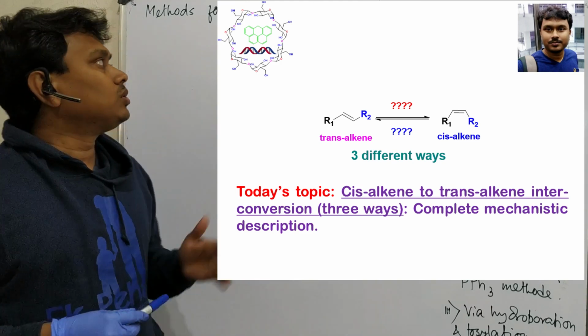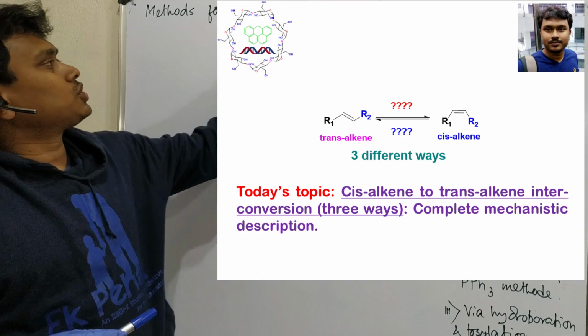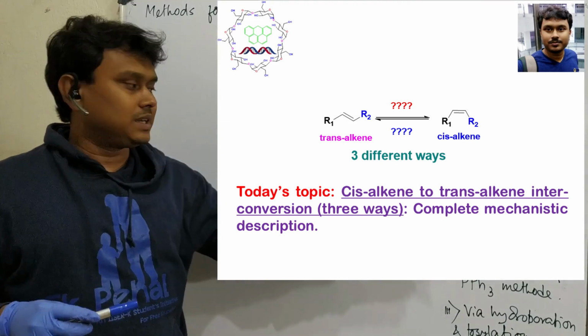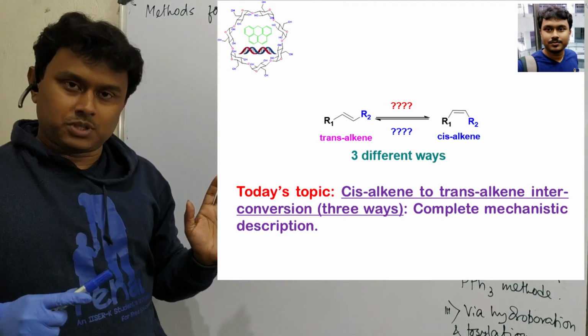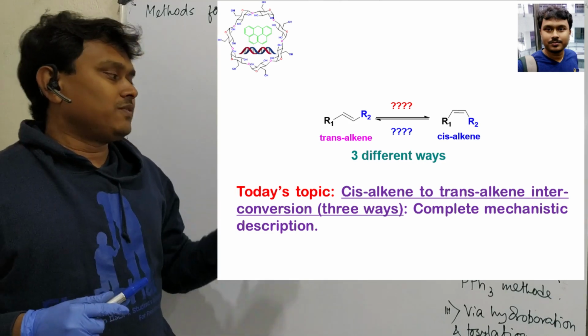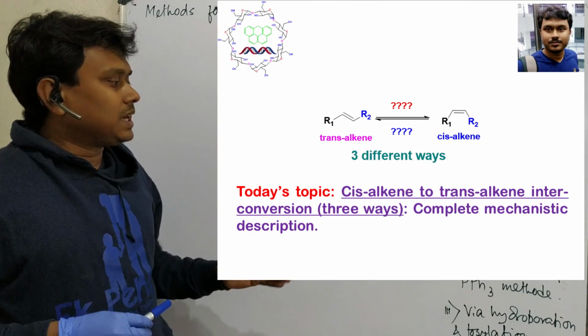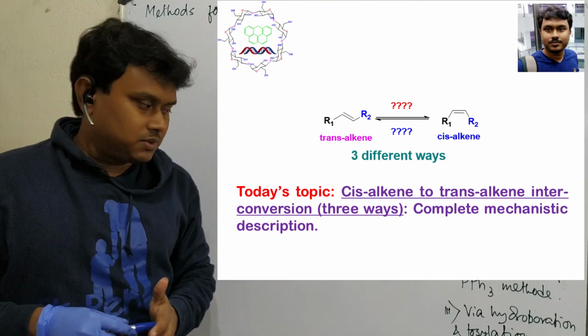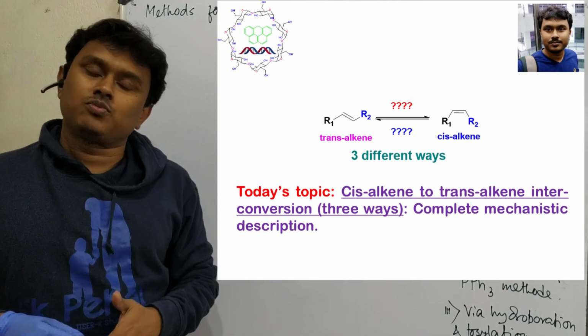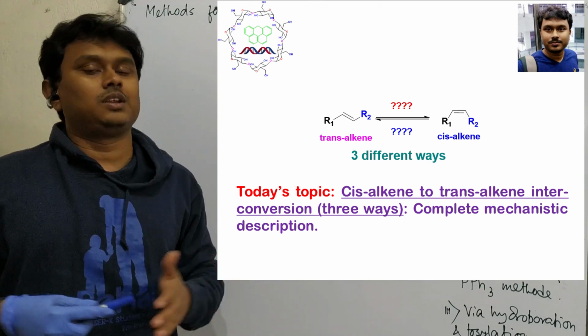Okay. So today we are going to discuss this conversion of cis to trans or trans to cis-alkene using three different methods. For example, first one is via vicinal dibromide, then alkyne. Second is via epoxide triphenylphosphine method, and third is via hydroboration followed by tosylation and elimination method.